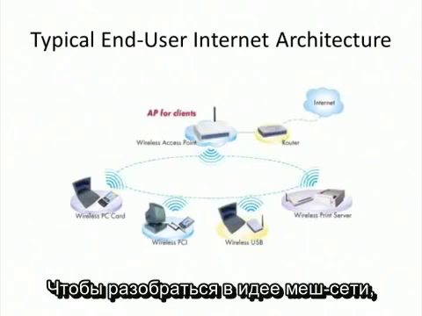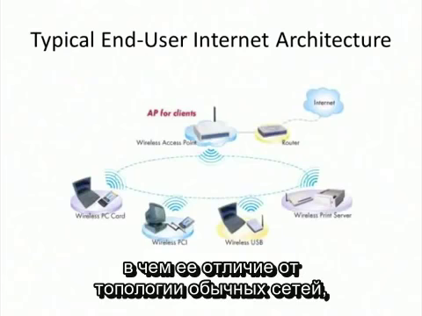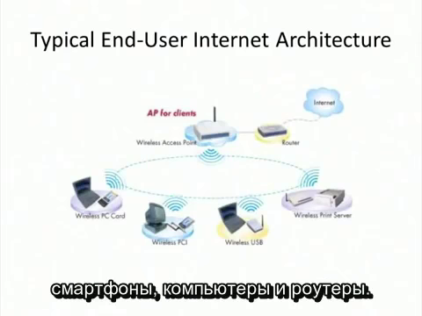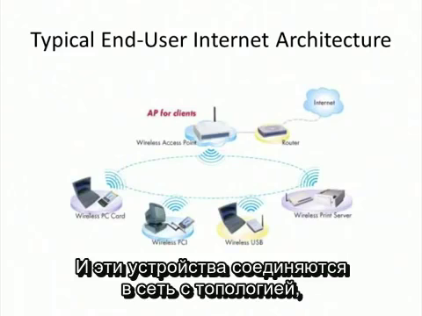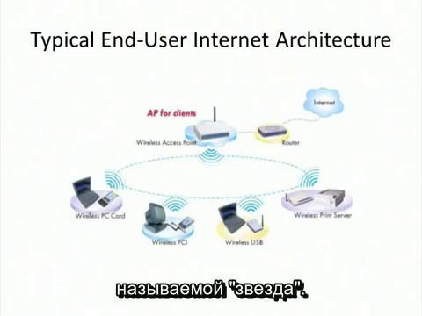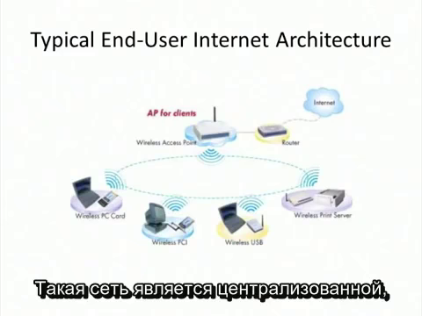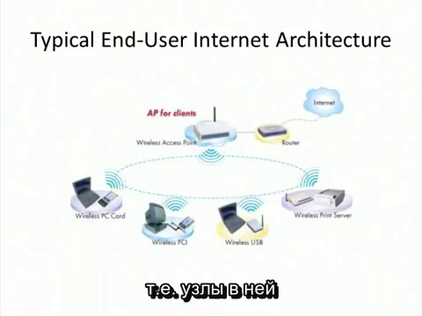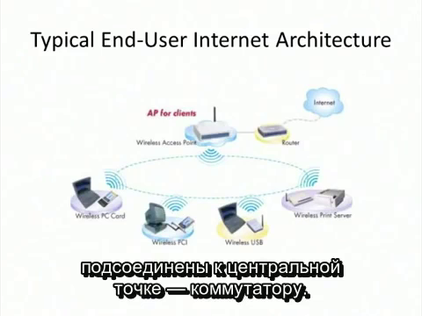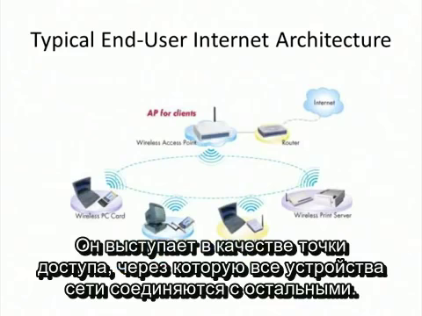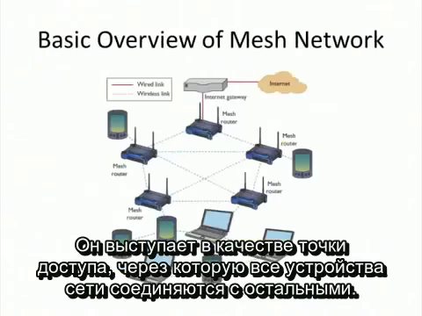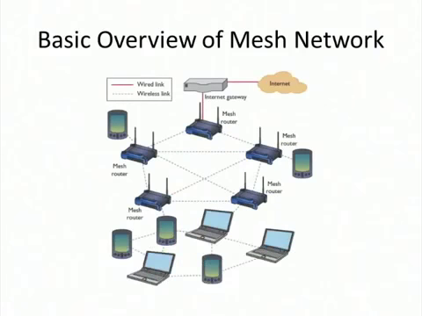To understand mesh networks, we must understand how they are different from typical network architectures used to connect our devices, such as phones, computers, and routers. These devices usually connect in what is referred to as a hub-and-spoke network architecture. Hub-and-spoke networks are centralized networks in which points on the network, the spokes, are all connected to a single center, the hub, which serves as an access point through which all devices on the network connect to all other devices.